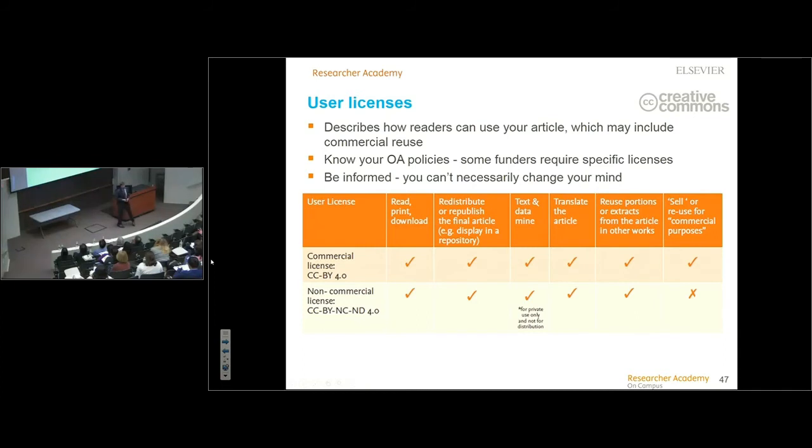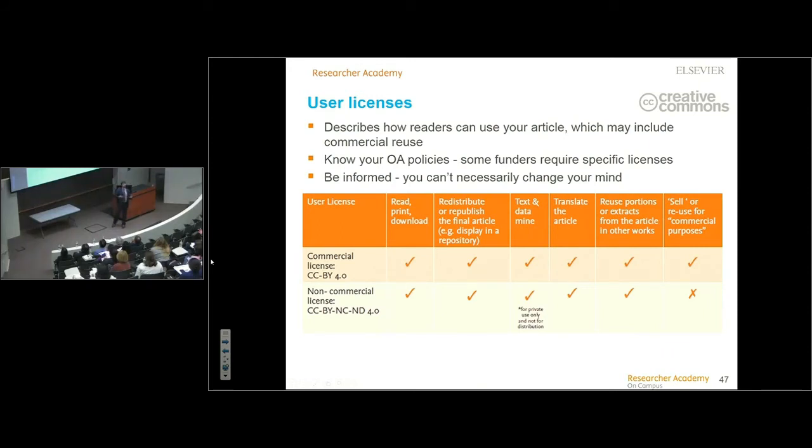User licenses, especially with open access articles, sometimes with other types of articles, you might be asked to select a user license. And these tend to have complicated abbreviations like CC BY 4.0, CC BY NC ND. These all mean different things. Basically, CC is Creative Commons. The NC there is non-commercial, ND being non-derivative.